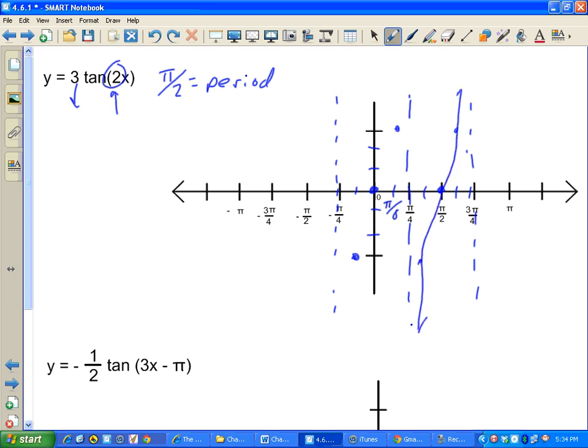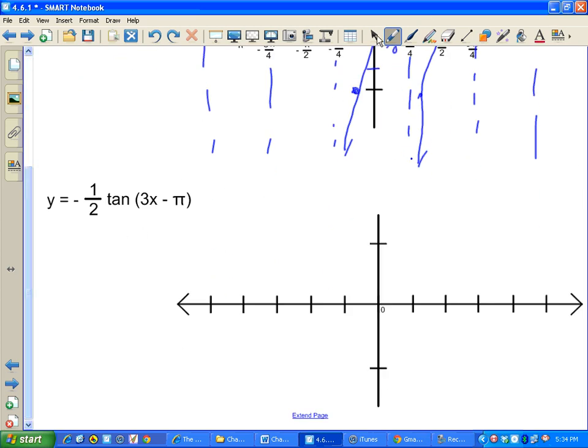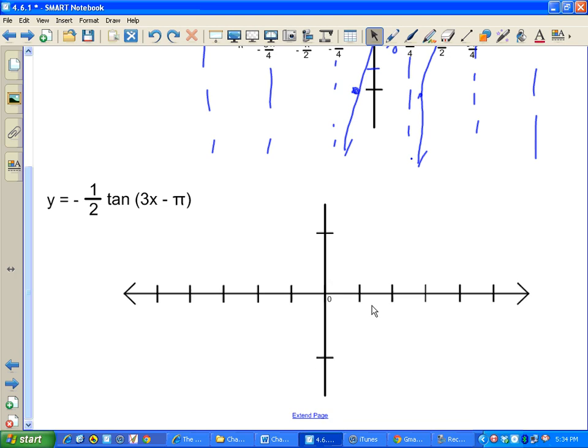Okay, and that's just going to repeat over and over again through all these. So there'd be another asymptote here, another one here, another one here. Okay, let's look at another one. Sometimes it's going to be easier if we just label our own axes.